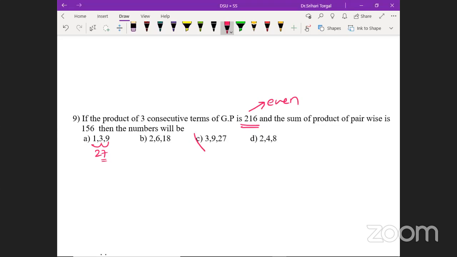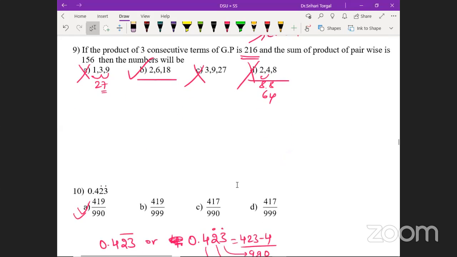The product of odd numbers will give you the odd number only. So these two options are cancelled by looking at the options directly, and these two are the remaining options now. Now, if you multiply this, 4 2s are 8, 8 8s are 64. So we have to get 216. So option B is the right answer. Right? Okay. Very easy.